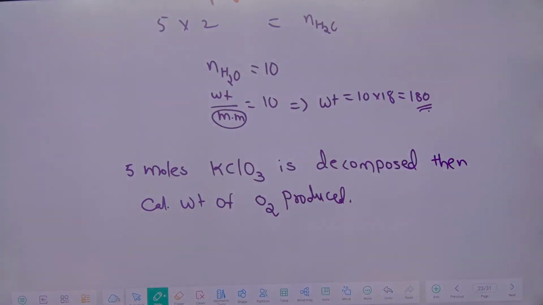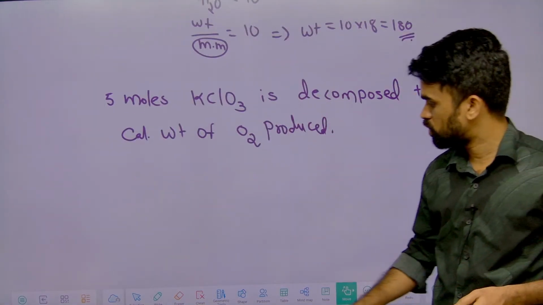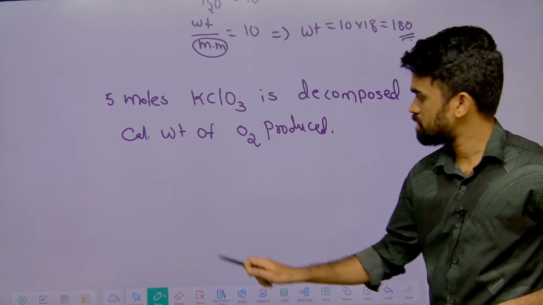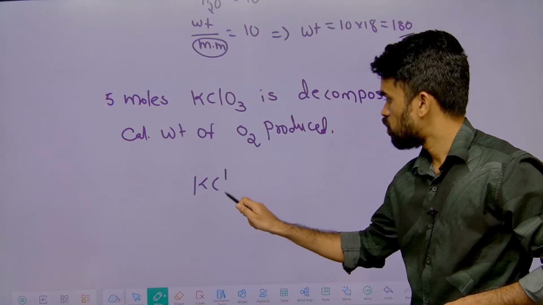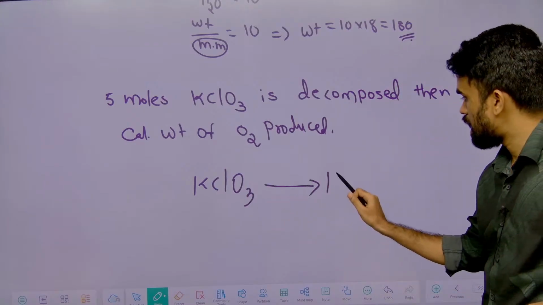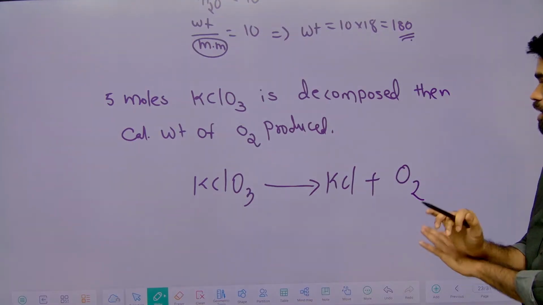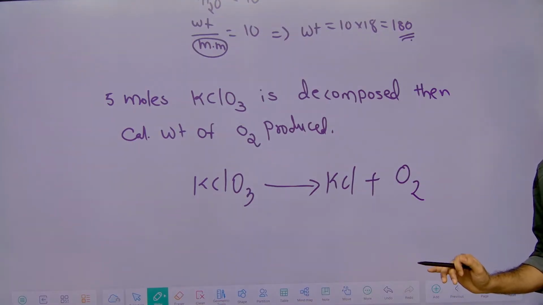If you are done, then it's really good. First of all, you need to know the decomposition reaction of KClO3. How does it decompose? KClO3 decomposes to give KCl plus O2. Okay, no need of balancing the equation. Do it.